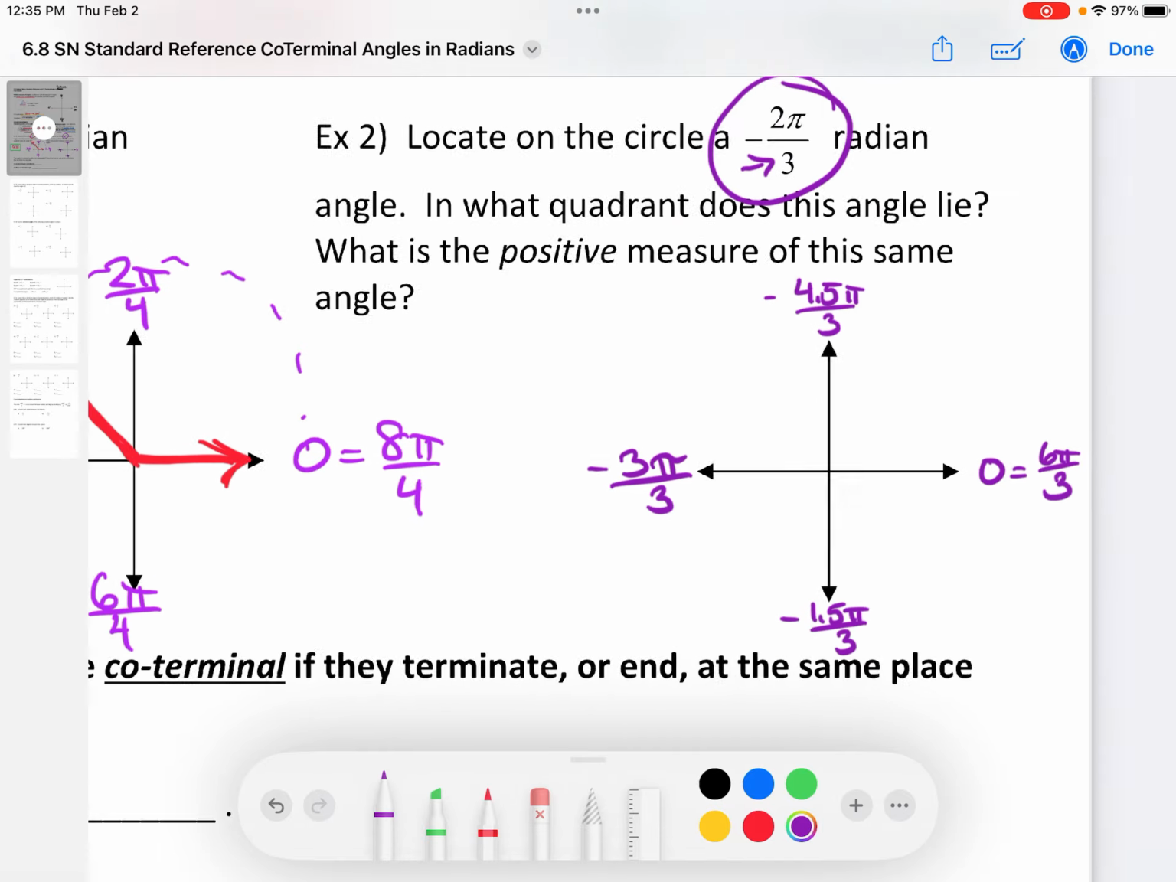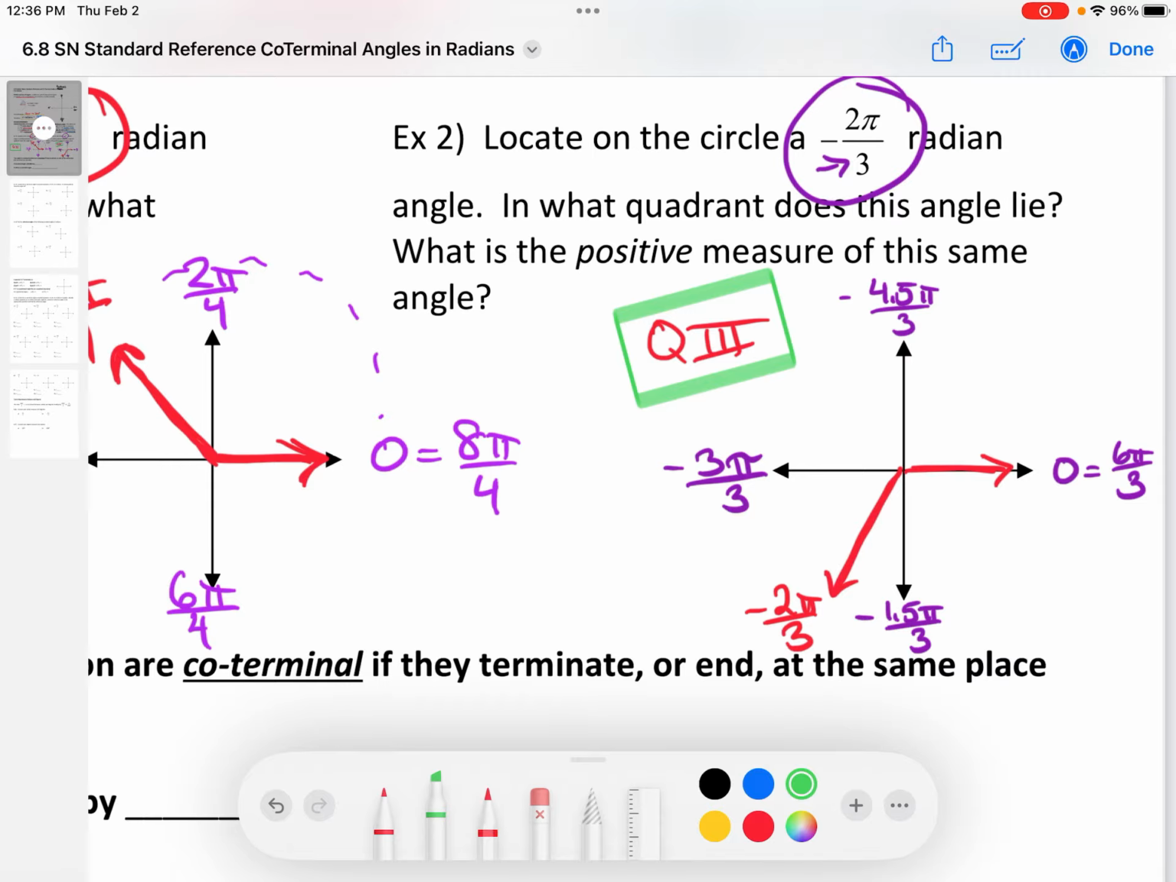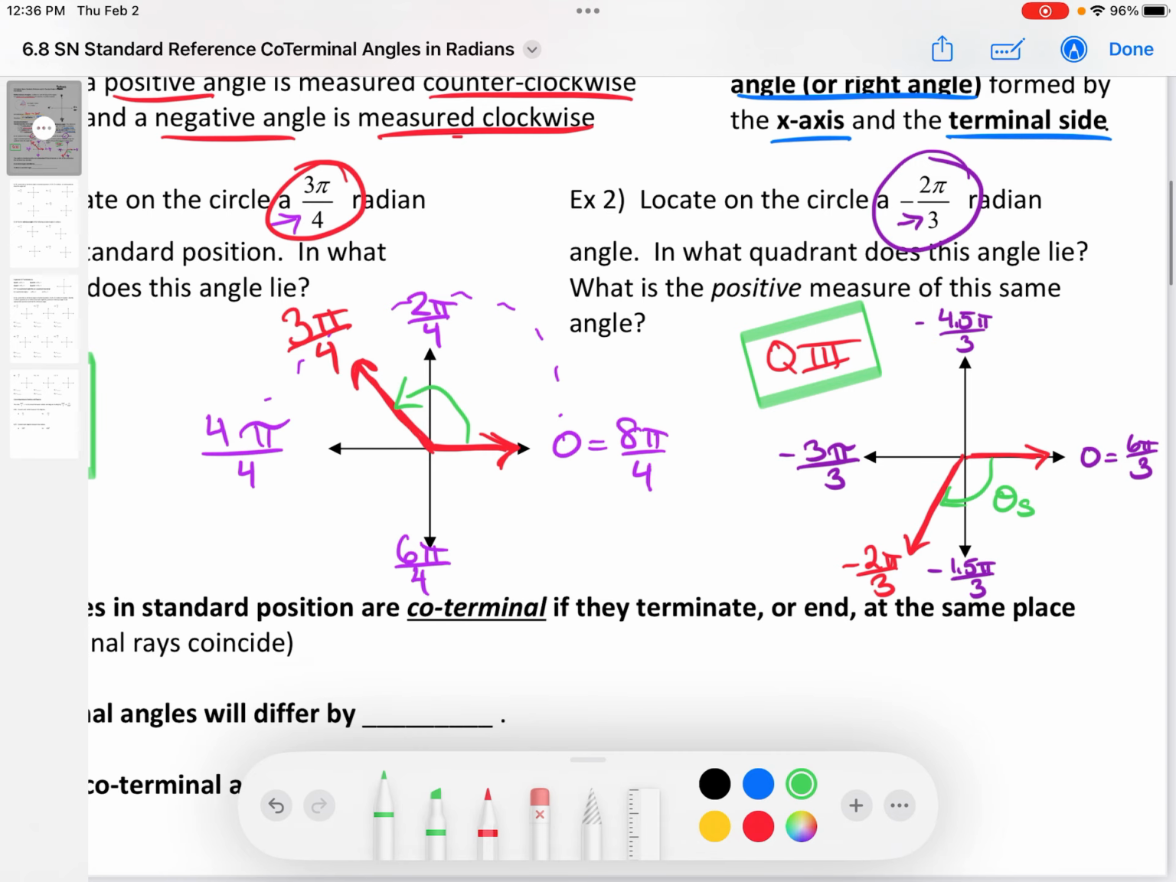Now, we wanted the angle negative 2 pi over 3. We start at 0. Negative 2 is going to be between negative 1.5 and negative 3. It's a little closer to negative 1.5. So here is our negative 2 pi over 3. And this is in quadrant 3. Quick reminder, this negative angle rotated clockwise, while the positive angle we did first rotated counterclockwise.